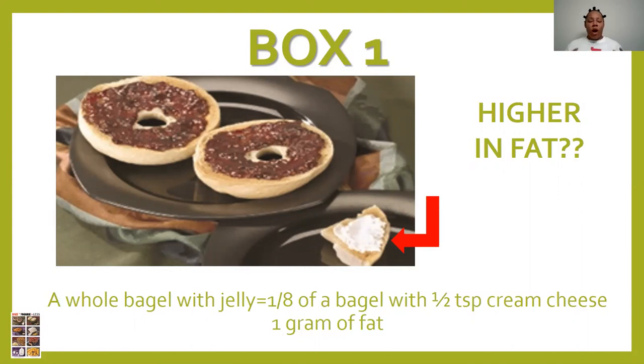I want you to look at that and understand why the whole bagel with jelly is lower in fat and the small piece of bagel with cream cheese is higher in fat. They're both equal to 1 gram of fat, and as you can see, with the whole bagel you're getting more for less. That's the whole point of this presentation: more is less. In this case, we're getting a larger amount to eat, but with less fat. And of course, we know things like cream cheese are high in fat.